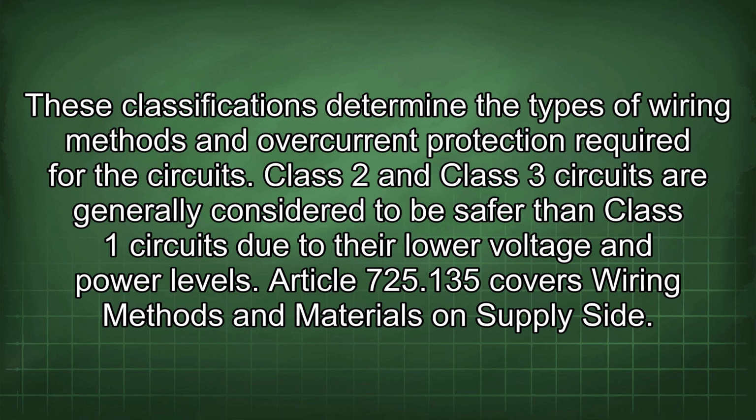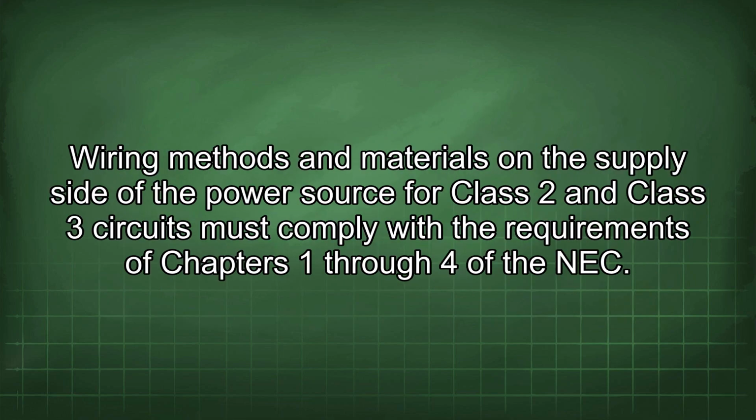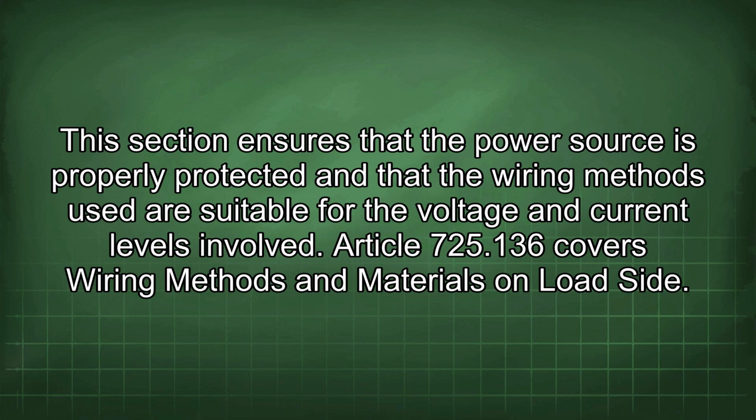Article 725.135 covers wiring methods and materials on supply side. Wiring methods and materials on the supply side of the power source for Class 2 and Class 3 circuits must comply with the requirements of Chapters 1 through 4 of the NEC. This section ensures that the power source is properly protected and that the wiring methods used are suitable for the voltage and current levels involved.